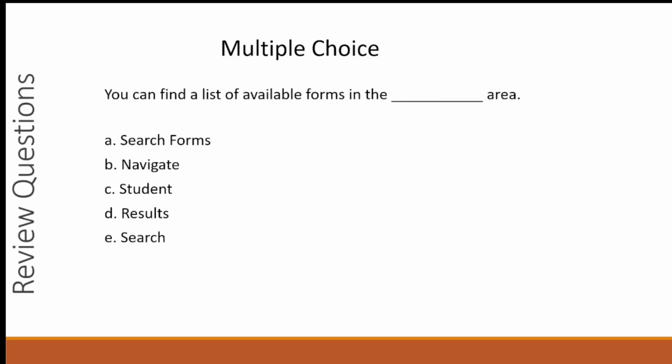You can find a list of available forms in which area? Navigate. It's in the Navigate area. That's going to give you a list of all forms that you have access to.